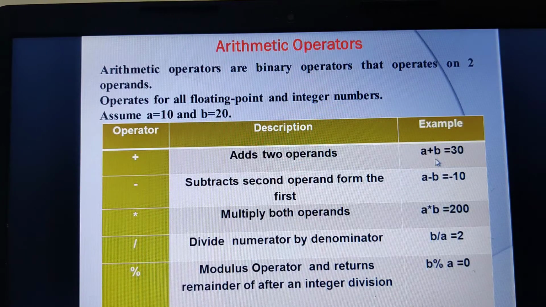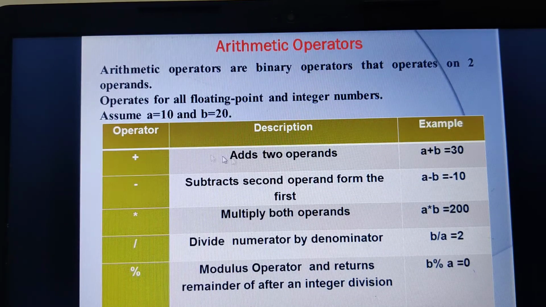In examination, they'll give a 5 marks question, or they may also ask a 3 marks question. Like, explain the arithmetic operators with an example. Like this they will be asking. So in that case, what you have to do is, you need to completely write this table, the operator, the description also, plus you need to code the example.